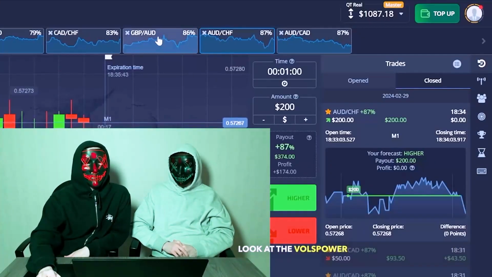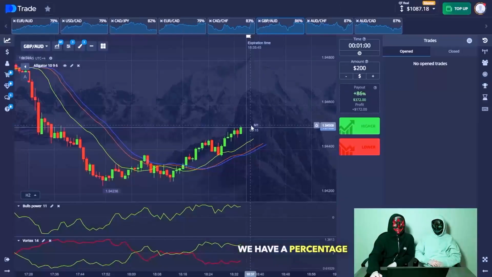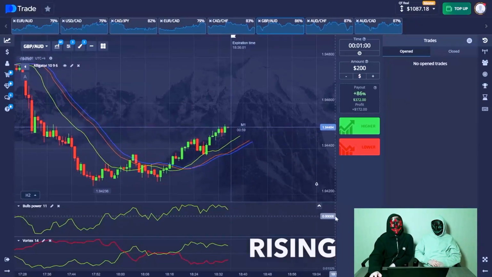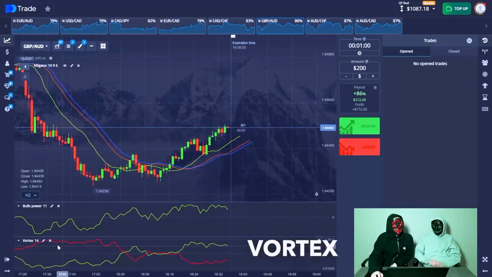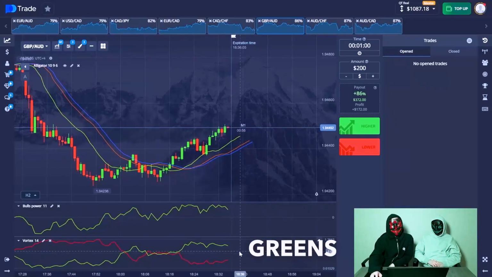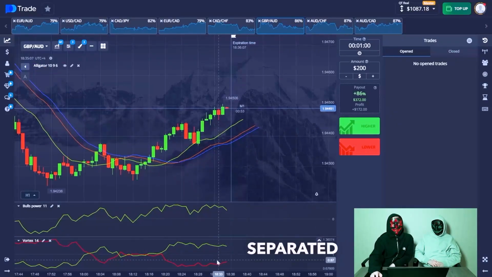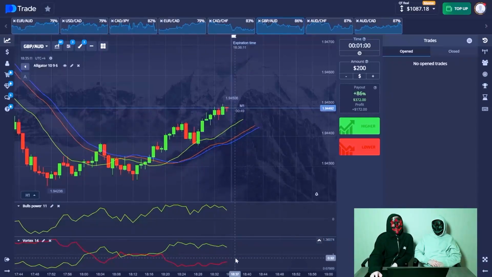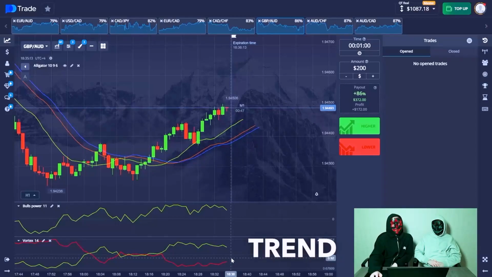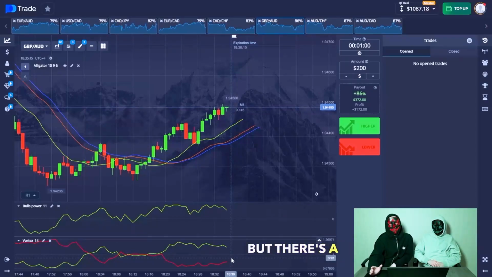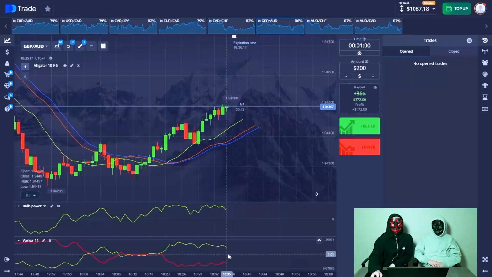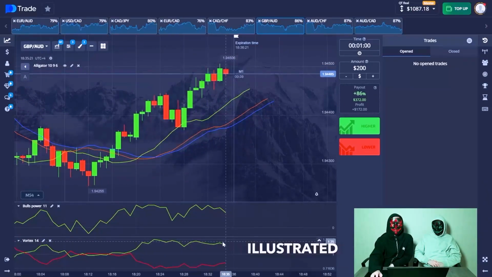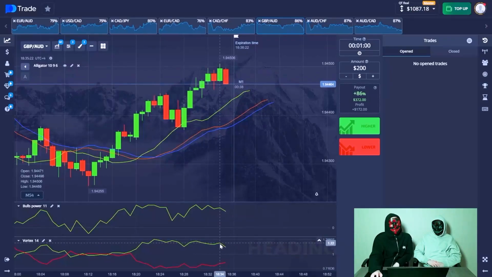Look at the Vol's power indicator, we have a percentage, and it has surpassed 0, indicating the trend is rising. The vortex indicator shows our moving greens and reds are widely separated. This signifies an upward trend development, but there's a subtle hint of a drop. A decrease is seen in this area, illustrated by the new red candlestick heading downward.